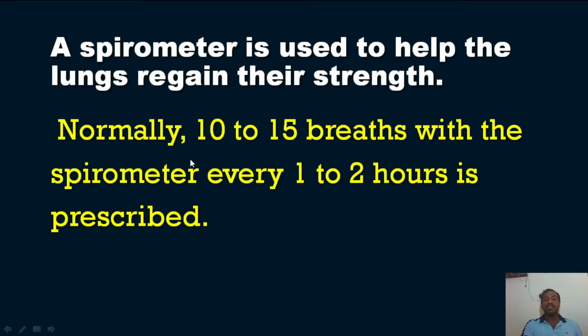So normally 10 to 15 breaths with the spirometer every 1 to 2 hours is prescribed for postoperative patients. Okay, so what is the normal spirometer exercise rate? It should be 10 to 15 breaths with the spirometer every 1 to 2 hours. So the answer is very clear: to prevent lung injury or the lung collapse.